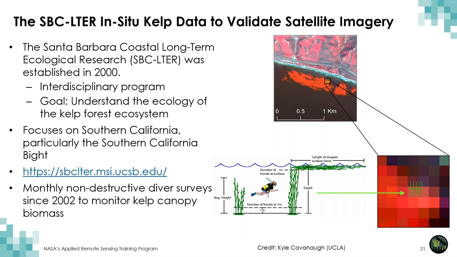And there's a website here where you can find more information about the program itself. It focuses on Southern California, particularly along the Southern California Bight. And they do monthly, non-destructive surveys. They've been collecting them since 2002, so for 20 years now, to monitor the canopy or the biomass of the kelp canopy. So every month they go to the same sites. They have specific waypoints and permanent transects there, where they collect this data. As a reference here, you see a small drawing on the right hand side of what one of their transects looks like. They have a permanent one and then perpendicular lines as well to make sure that they cover a lot of area, and it's particularly useful with Landsat data because it allows to have validation points at least for several pixels of those images.